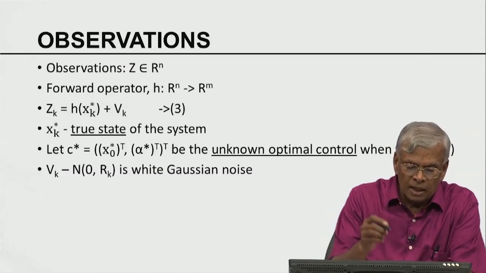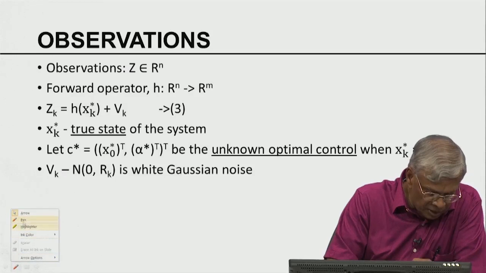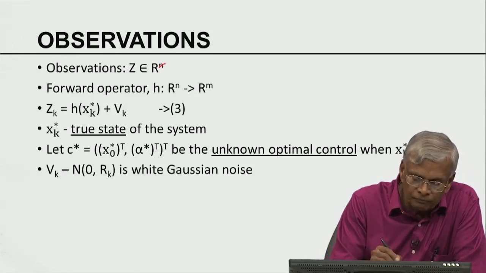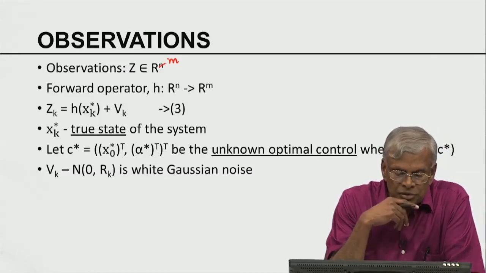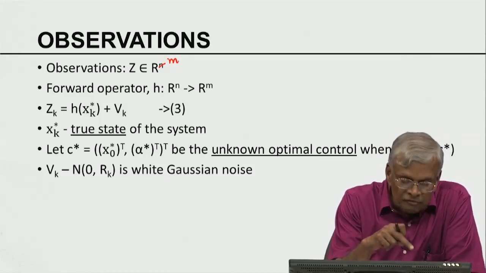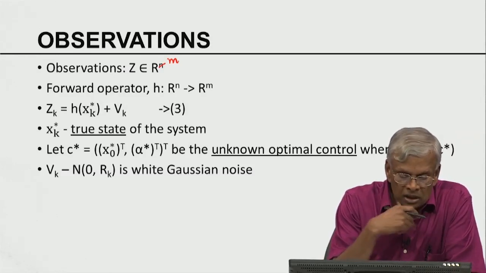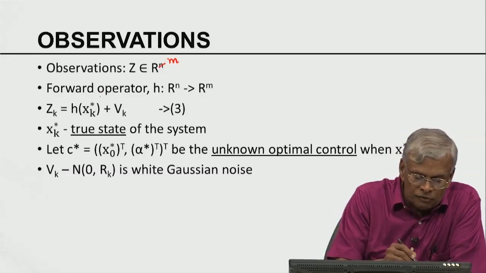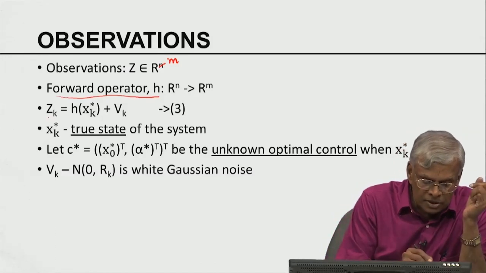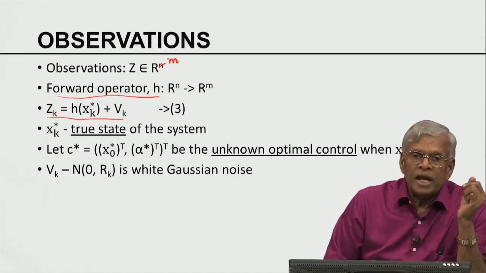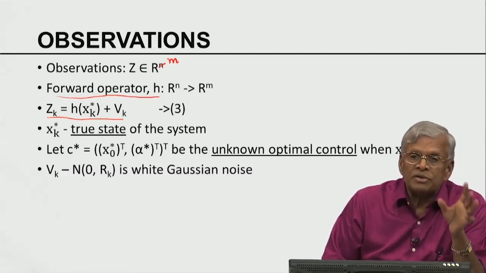Observations are given. Observations are m vectors, so I am sorry, there is a typo, this must be an m vector. Observations are denoted by z and belong to R^m. H is the standard forward operator. The observation at time k is given by h of xk star plus vk. xk star is the true state of the system.